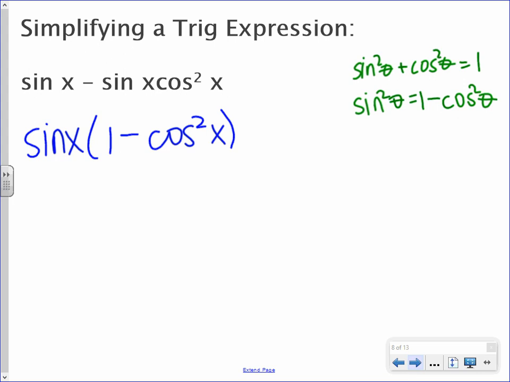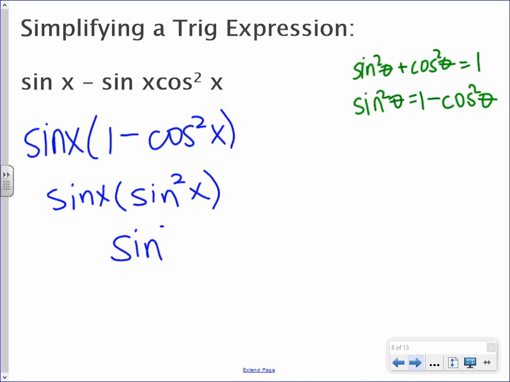So what we can do is we can take 1 minus cosine squared x and change it to what? Sine squared x. So what we have is sine cubed x. And that would be simplified.